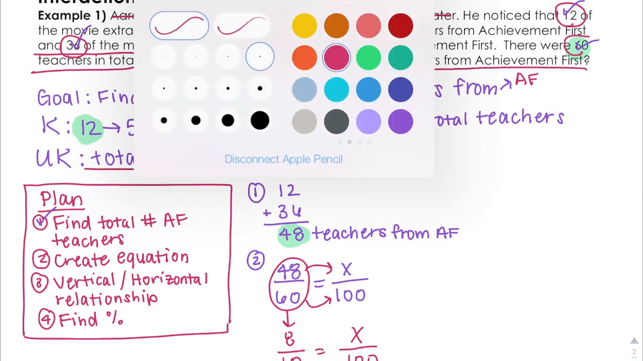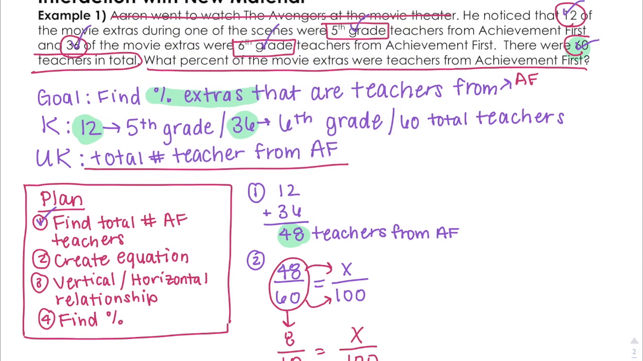Okay, and now we have a horizontal relationship. I can multiply 10 times 10 to get to 100. So that means if I do it to the bottom, I'm also able to multiply the top by 10. 8 times 10 is 80. So our variable equals 80.